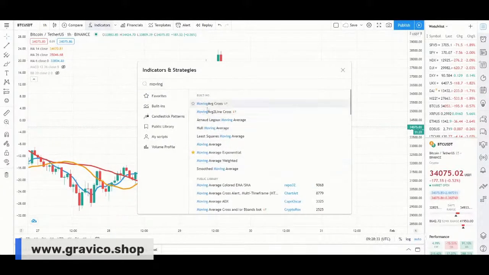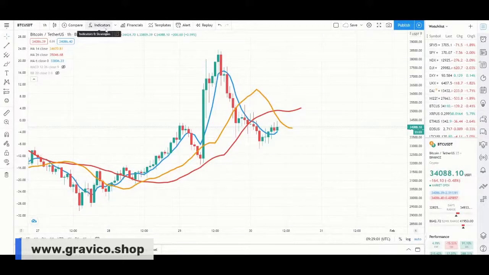I already have the moving average, so I don't need to do this, but I'm just showing you that you can get the indicators right over here. So bear with me, guys. I'm using English right now because several people requested that I do a quick tutorial in the English language. So the simple moving average, you can get using the indicator tab right over here.